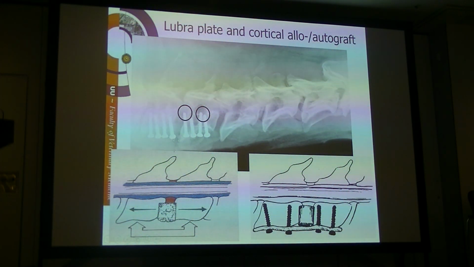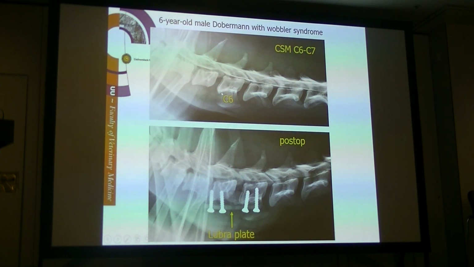Another technique that has been used, this comes from the literature, this is the Lubra plate. A Lubra plate is a plastic plate which is used on the spine. It's actually a very nice plate for a certain type of spinal fractures, but not for wobbler. It's just not strong enough. It's an excellent plate. The Lubra plate is a plastic plate that is molded around the spinous processes, excellent for lumbar fractures, but not for the wobbler.